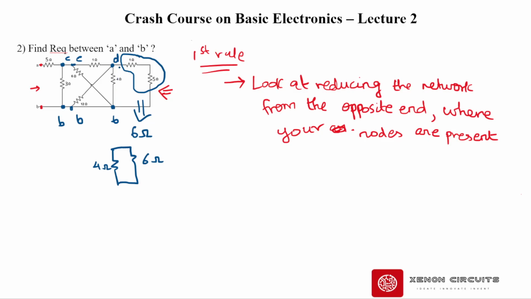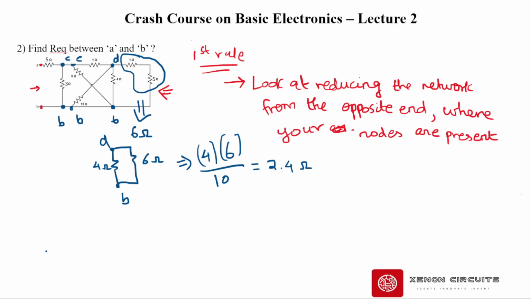So between B and D, we have two elements. One is 4 ohm, correct? This is B and this is D. And then the R equivalent between 1 ohm and 5 ohm, which is 6 ohms, right? If we find the R equivalent between 4 ohm and 6 ohms, which are connected in parallel, it will be 4 into 6 by 4 plus 6, right? Which will be equivalent to 2.4 ohm.